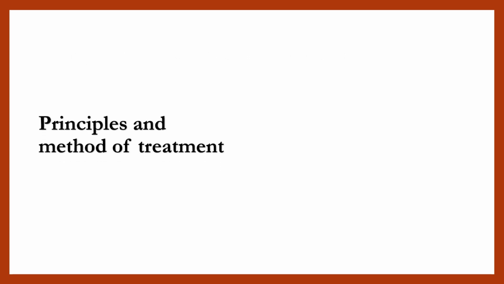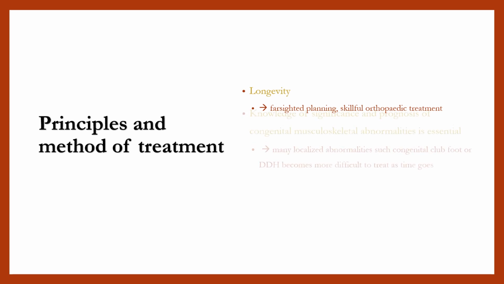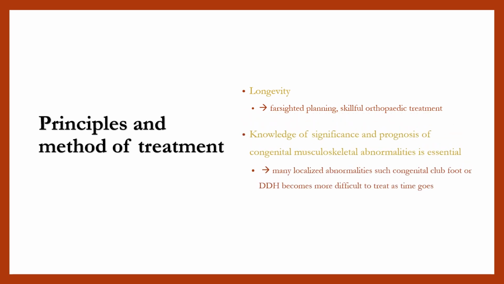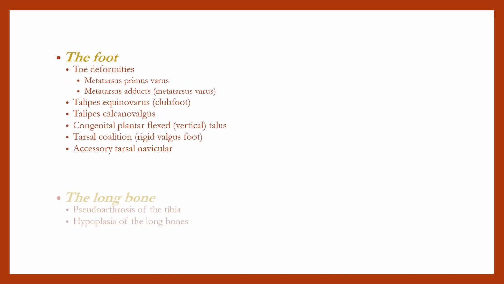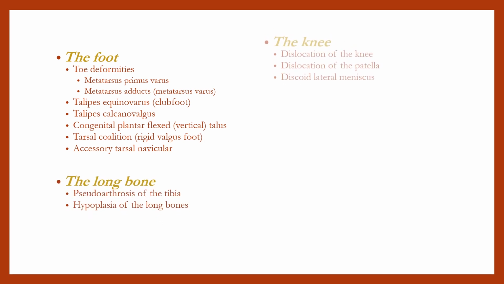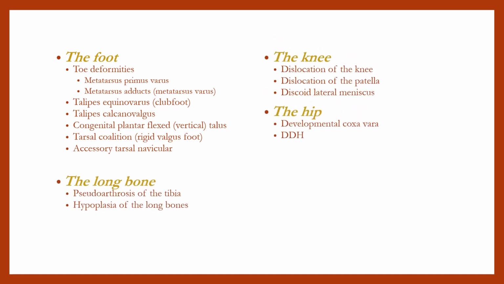Principles and methods of treatment. Firstly is the longevity. Secondly is the knowledge of the significance and prognosis of congenital musculoskeletal abnormalities. For the localized abnormalities of the lower limb, it involves the foot, the long bone, the knee, the hip, amputation in the lower limb, or hypertrophy.